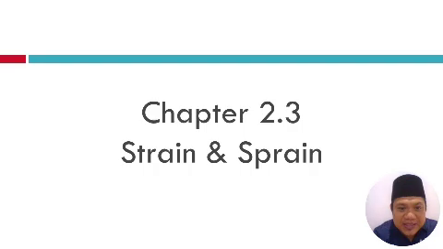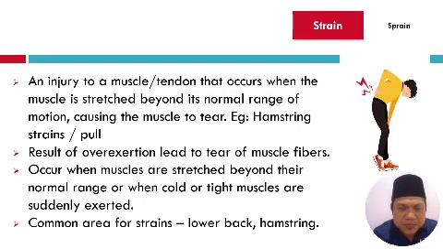Chapter 2.3, strain and sprain. Now we are going to discover strain. What is strain? An injury to a muscle or tendon that occurs when the muscle is stretched beyond its normal range of motion, causing the muscle to tear. For example, hamstring strains or pull.